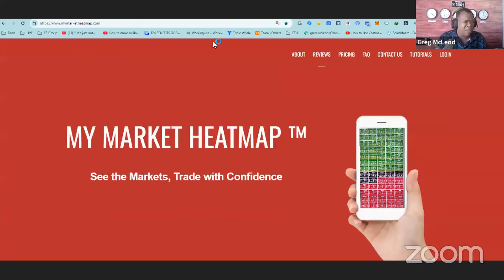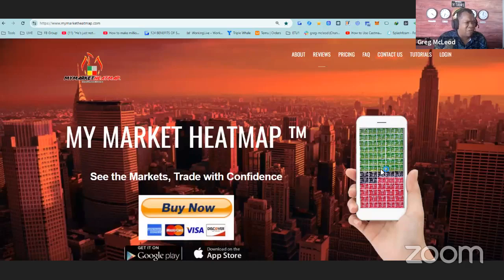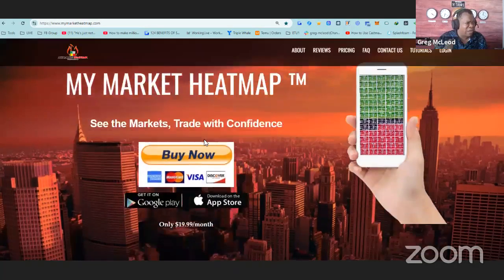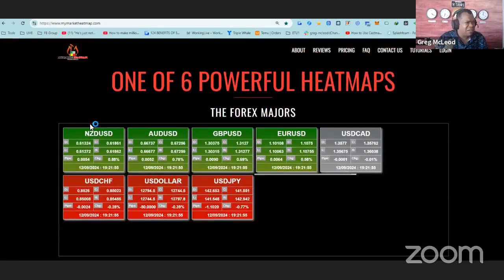My Market Heat Map is my powerful tool, my top secret tool for finding what's going up. Green is up, red is down, gray is stay away. It tells us what's hopping, what's popping, what's dropping, what's not in the currency market. And you can access it for free. Just go to My Market Heat Map and scroll down to the bottom, and you've got these 6 powerful heat maps.